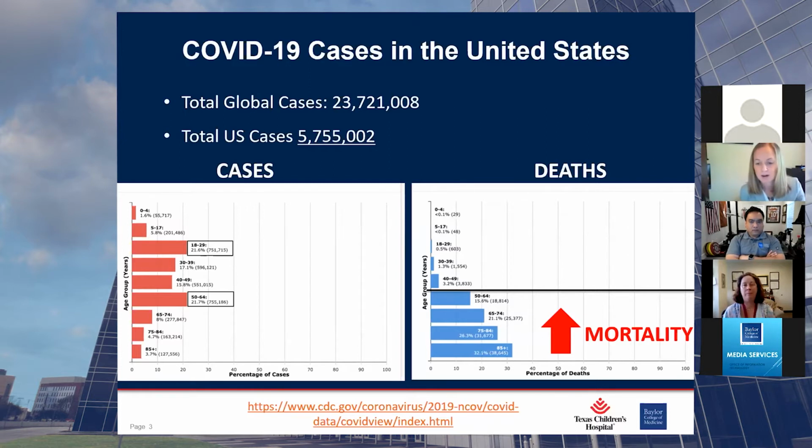But when you look at mortality rates, particularly as people age, the mortality rate actually increases with each decade, where getting up over 85 is associated with 32.1% risk of mortality. So while younger age groups, particularly young adults, harbor the most disease, they're much less likely to have severe disease and mortality compared to the older age groups.